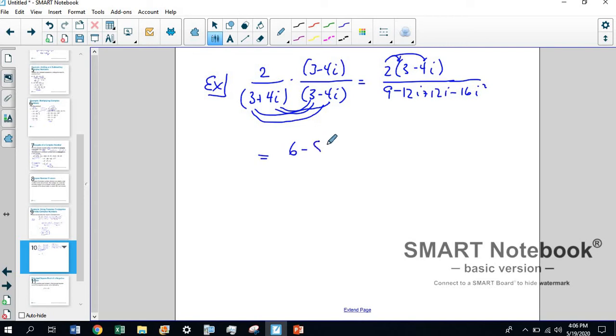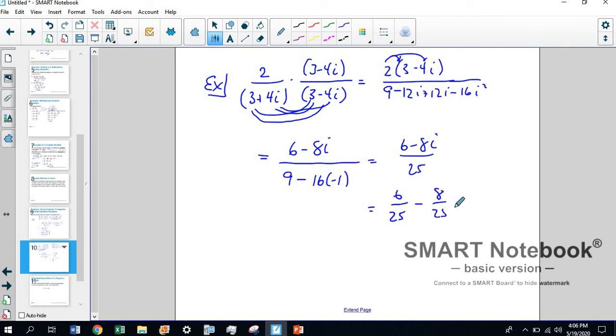Okay, we distribute the top out. We end up with 6 minus 8i on top. On the bottom, we have 9 minus 16 times negative 1. So we get 6 minus 8i over 9 plus 16, which is 25. And then if we break it up, we get 6 over 25 minus 8 over 25i. Okay, so it's the same process whether you have a complex number on the top or just a real number on the top, or just a simple imaginary number on the top. It doesn't matter. You have to use the conjugate of the bottom. Okay, that's how we do it.